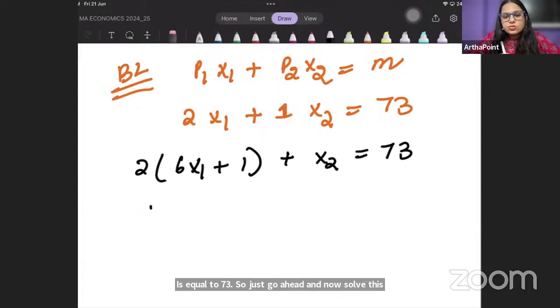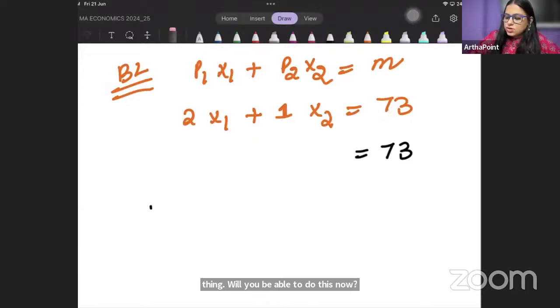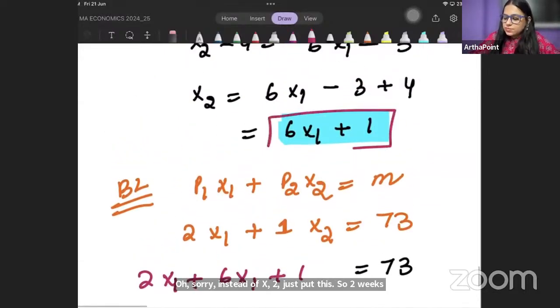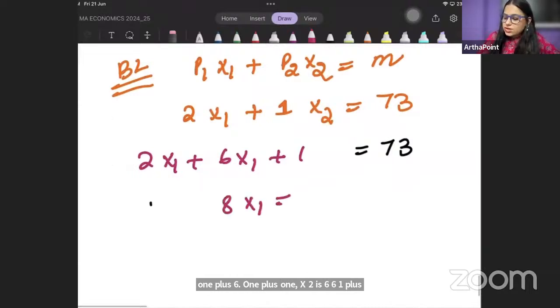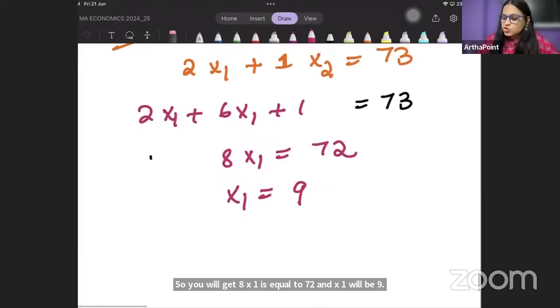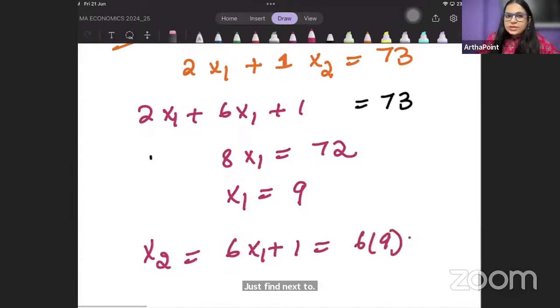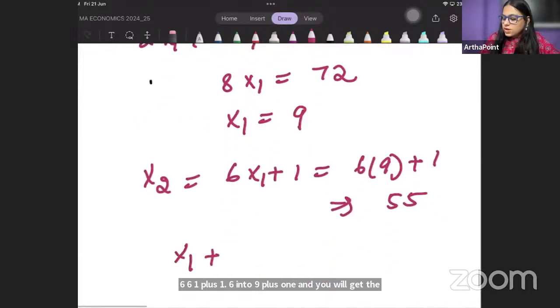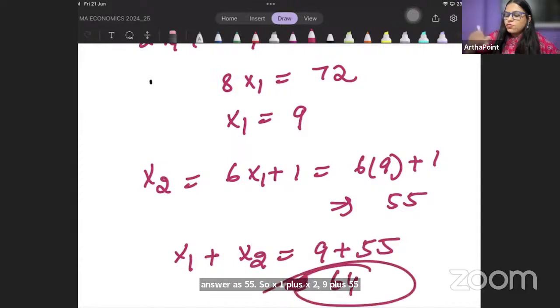Will you be able to do this now? Oh, sorry. Instead of x2, just put this. So 2x1 plus 6x1 plus 1. x2 is 6x1 plus 1. So you will get 8x1 is equal to 72 and x1 will be 9. Just find x2. 6x1 plus 1. 6 into 9 plus 1 and you will get the answer as 55. So x1 plus x2, 9 plus 55, 64.